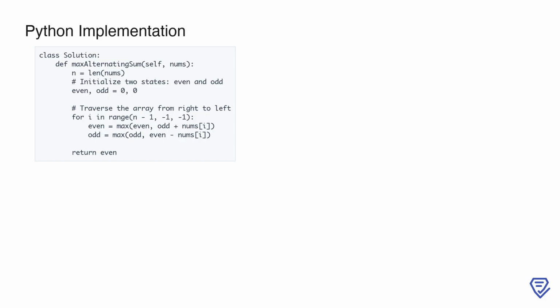At each step, we update even and odd based on the current element and the previously computed values. Specifically, even is updated to the maximum of its current value and the sum of the current element and odd. Similarly, odd is updated to the maximum of its current value and the difference between even and the current element. Finally, the result is stored in even, as it represents the maximum alternating sum when starting from an even position, the first element of the subsequence. The time complexity of this solution is O(n), as we traverse the array once, and the space complexity is O(1), as we use only two variables to store intermediate results.